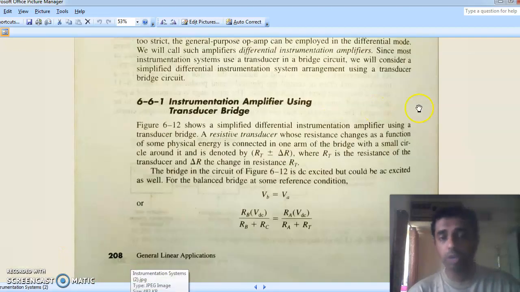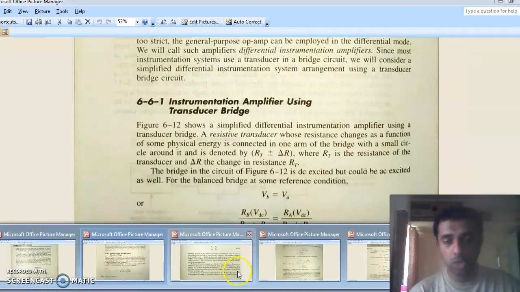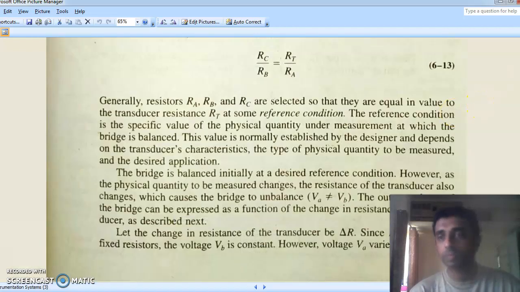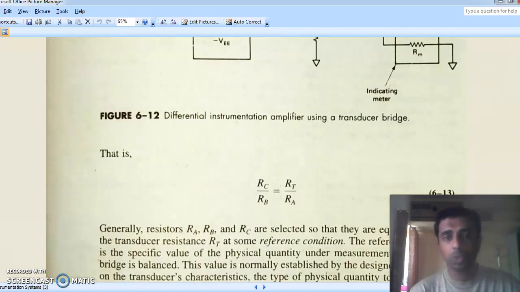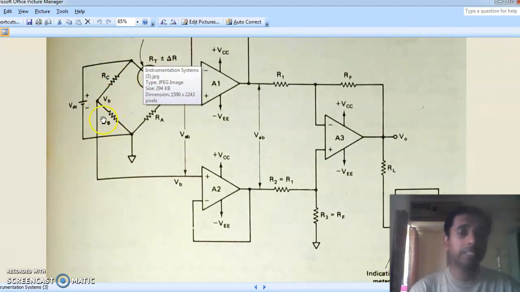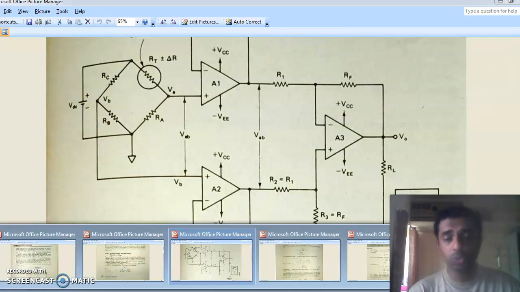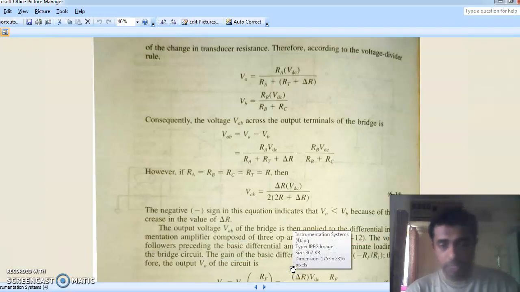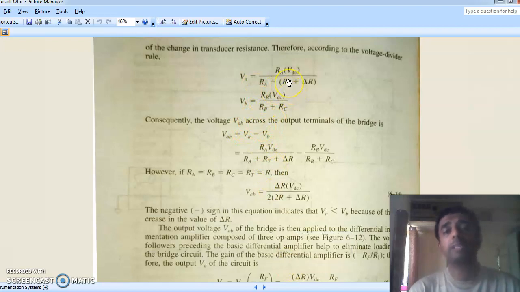VB is a constant because, as we can see, RB and RC are fixed resistances, and VDC is also fixed. So VB is a constant, and the only thing which is varying with the resistance is VA. So we can say that the corresponding change in resistance is only reflected in VA. So what is VAB? VAB is VA minus VB. Substituting the values, we'll get this.